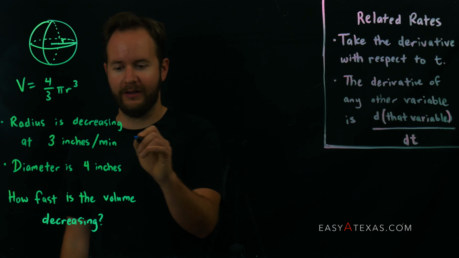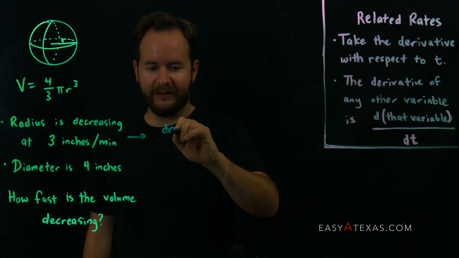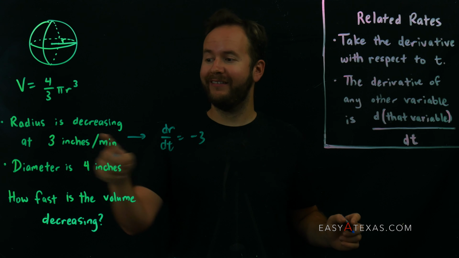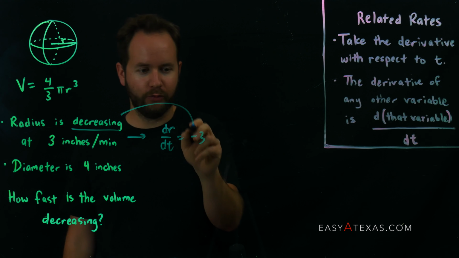So the radius is decreasing at 3 inches per minute. That's another way of saying dr/dt is -3. You might just say 3, but remember it's decreasing. So that decreasing is what gives us that negative.